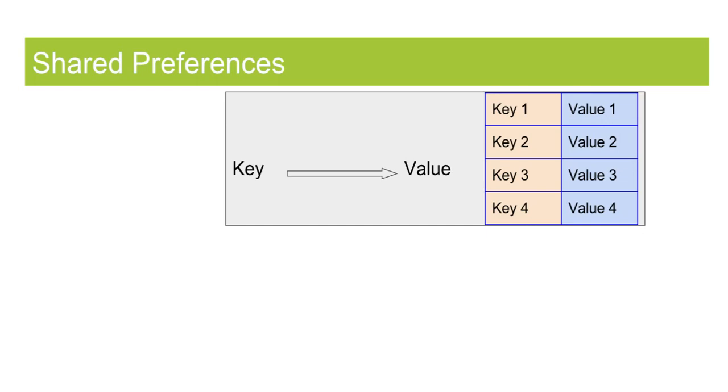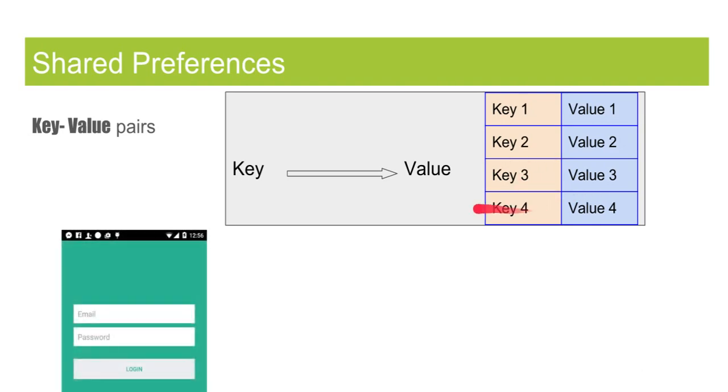Shared preferences. In shared preferences, primitive data values are stored in key value pairs. For example, this is the key and this is the value stored against this key, and these values are stored like this in a table. Value 1 is stored against key 1, value 2 against key 2, and so on.